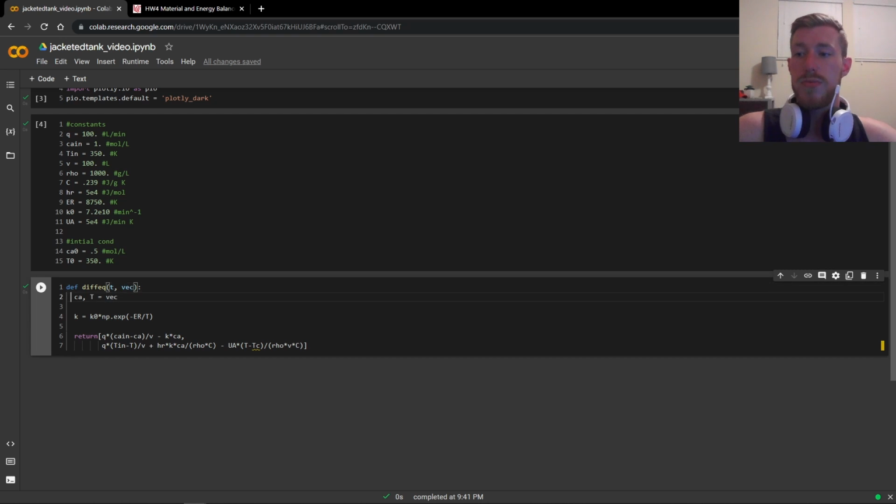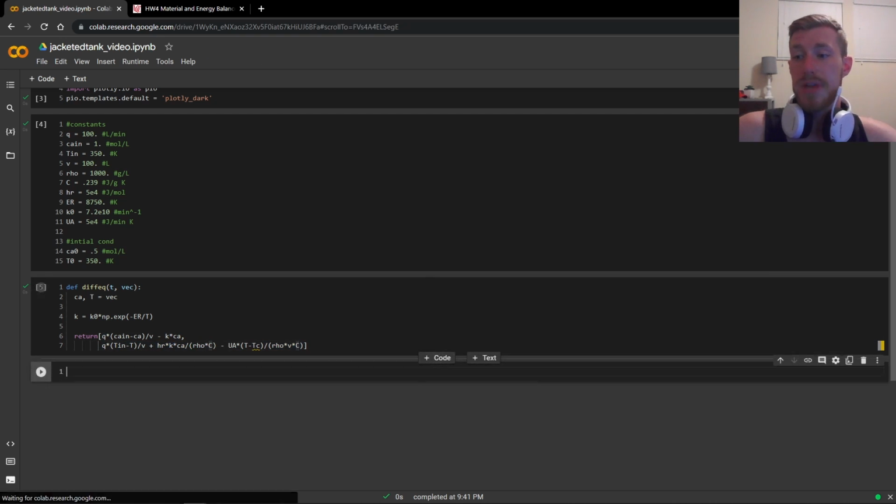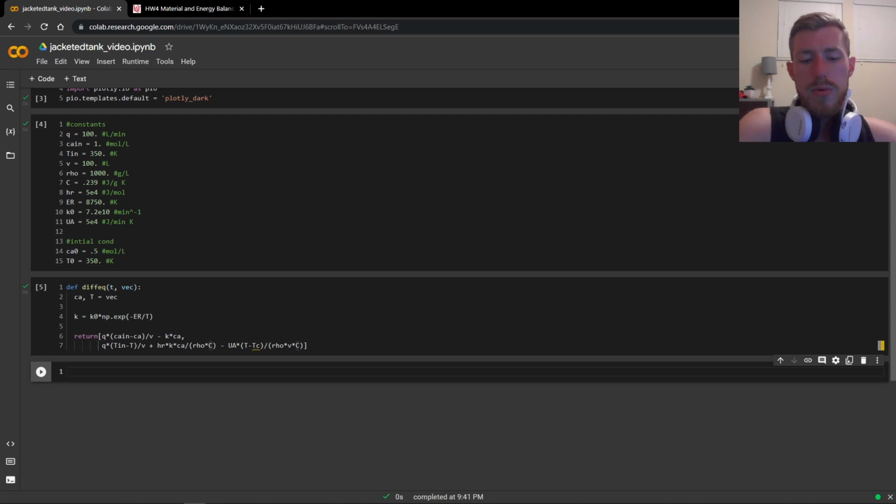We're importing a vector with, again, two variables, the concentration of A and the temperature of the tank, and we're outputting, make sure we include the comma there, the mass balance, which is equal to the concentration of A, and right here, the energy balance that is equal to the change in temperature of our tank. So now that we have that written, all we have to do is plop that into our solver and then graph it. So now, we're going to do our solve IVP.